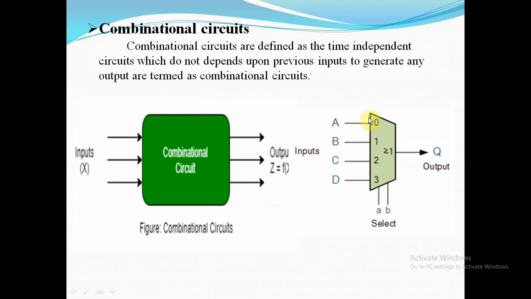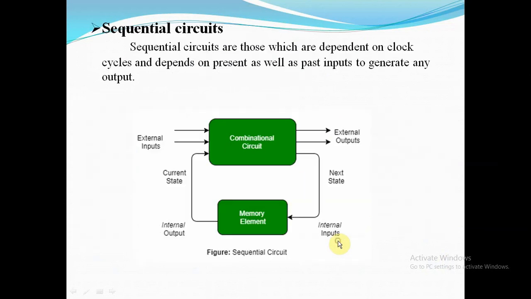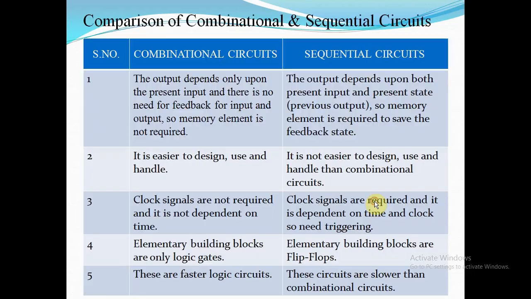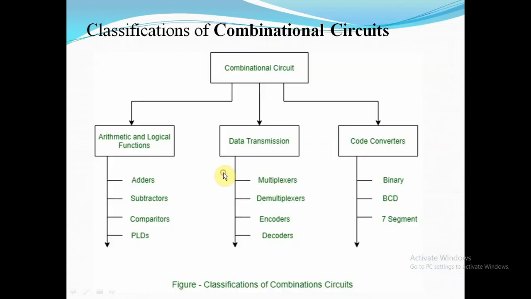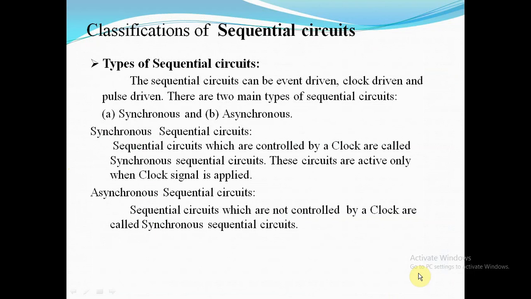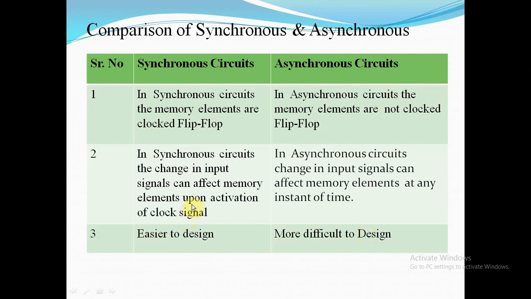We saw the definition of a combinational circuit with basic block diagrams. Same for the sequential circuit, it requires memory elements with present state as well as previous output. We already saw the comparison of combinational and sequential circuits. Then the classification of combinational circuits, which we covered in the previous unit. Classification of sequential circuits: synchronous and asynchronous. We saw the details of where the clock is applied, when the clock is not applied, and what happens. We also saw the comparison of synchronous and asynchronous. This is the basic introduction of sequential circuit and combinational circuit.